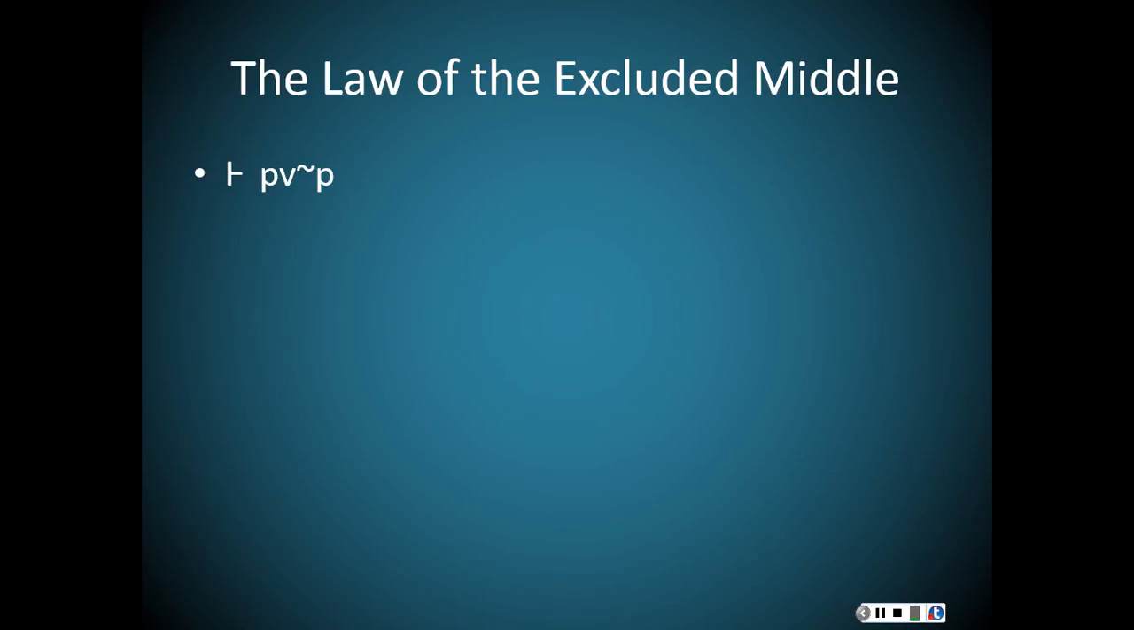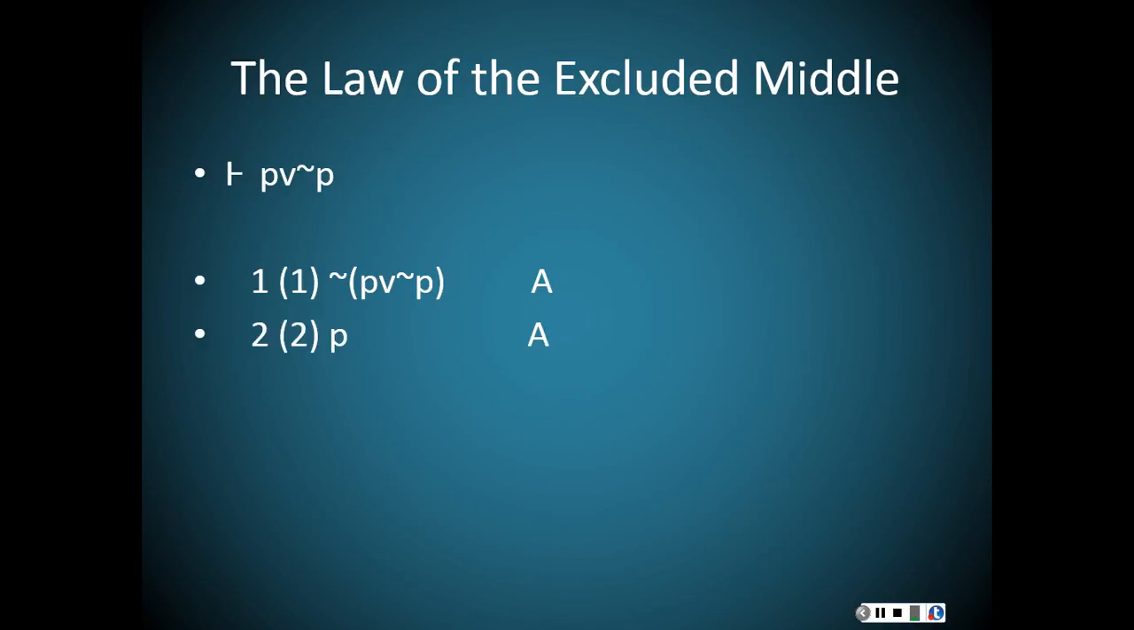One way to do it is by way of reductio ad absurdum. Begin by assuming the negation of the law of excluded middle, and try to derive a contradiction from that assumption. Now, I am not going to go ahead and fill out this proof for you. I want you to try to complete this proof on your own, so I've given it to you as a homework assignment. But here's a hint.